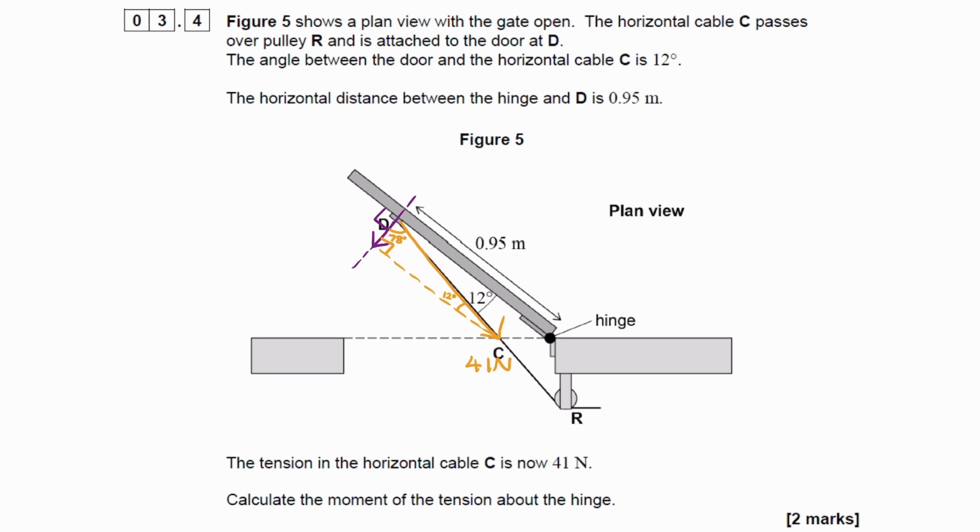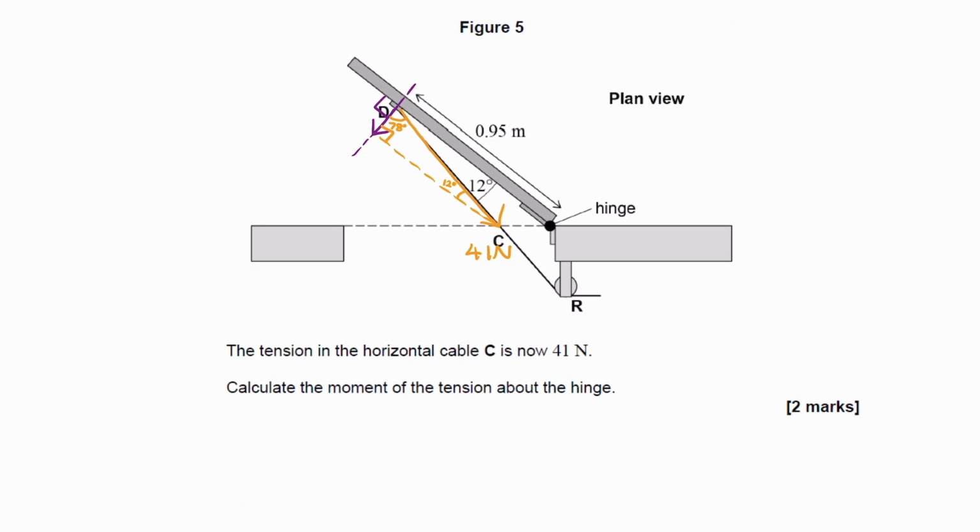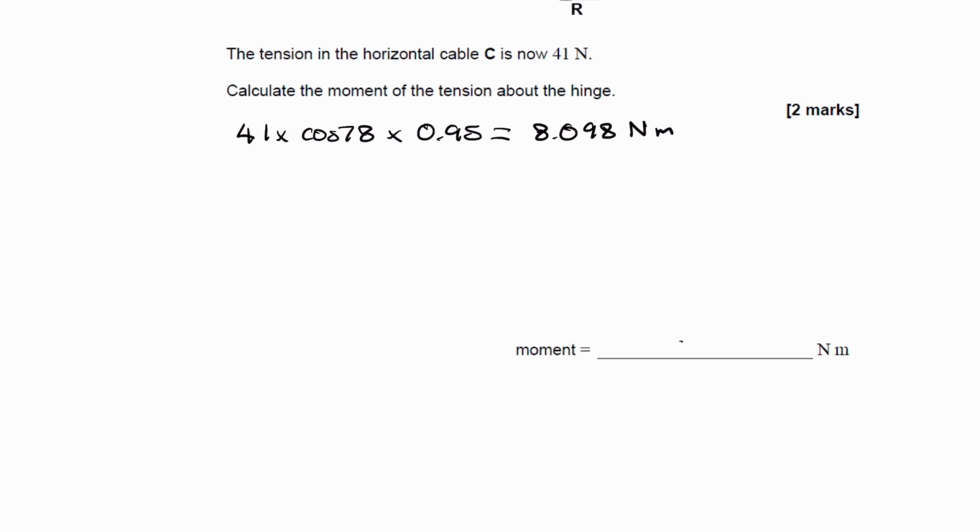We can then consider that triangle. We know our hypotenuse is 41 newtons, that's this length here. We want to work out the adjacent to the 78, which is the perpendicular component of force to the door. That will be 41 cos 78, and then we can multiply that by the distance of 0.95 to get our answer. And that would give us 8.098 newton meters, to 2 significant figures 8.1.